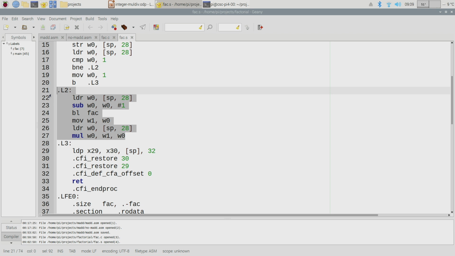Well, so what's going on? I need to take 1 away from, like, so if I did 5 factorial, I'm going to take 1 away, that puts 4 in W0, branch to fac, and then what comes out of the factorial function is in W0, I copy it to W1. Okay, I'm going to pull something off the stack, and then I'm going to multiply them. Okay, does that make sense?